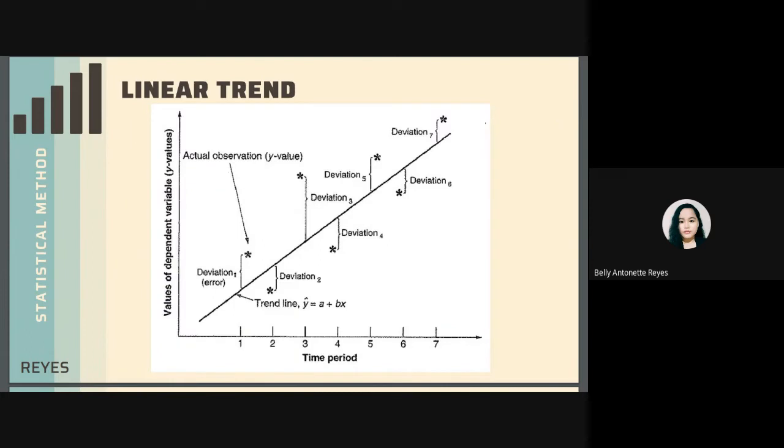Next slide, please. This is an example of a linear trend where on the x-axis is our time period, and on the y-axis we have the value of the dependent variable. The trend line is defined by the formula y equals a plus bx, and the asterisk is the actual observation or the actual y value. The difference between the actual observation and the point on the trend line shows the deviation or our forecasting error. Next slide, please.